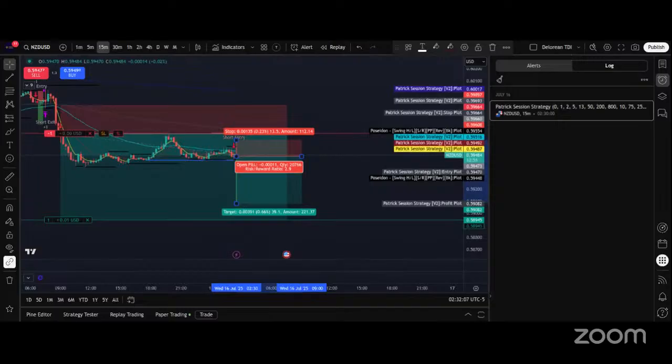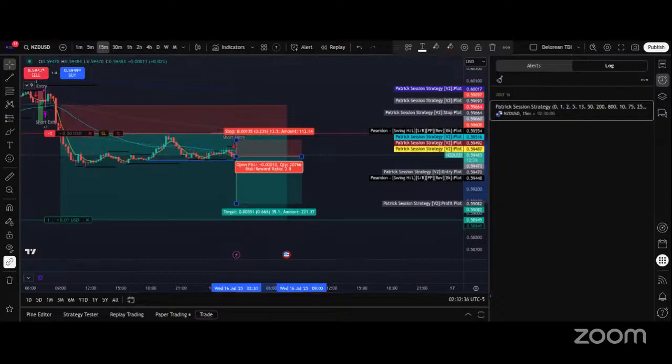So there's your trade, New Zealand dollar versus US dollar, 15-minute confirmation. Market execution sell, entry price is 0.59473. Stop loss is 0.59608 for 14 pips. Take profit is 0.59082 for 39 pips. Risk to reward ratio is 2.90.